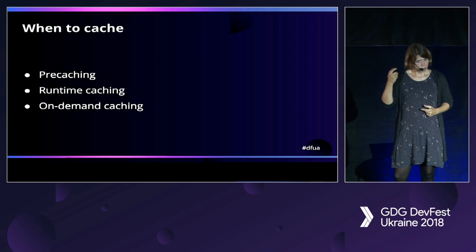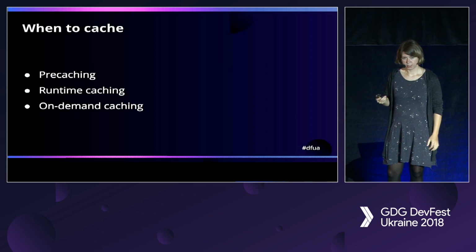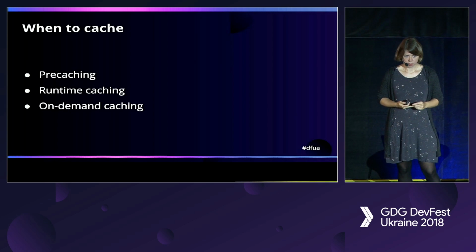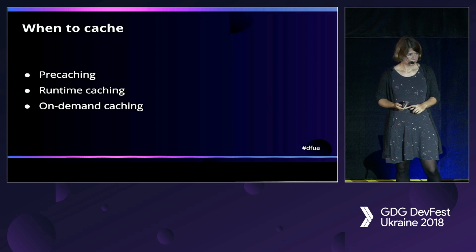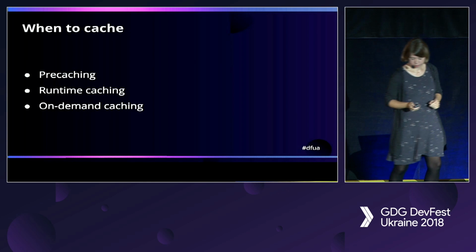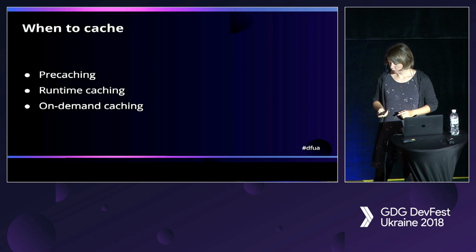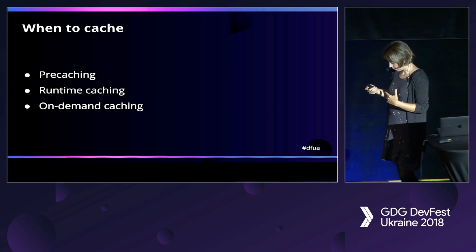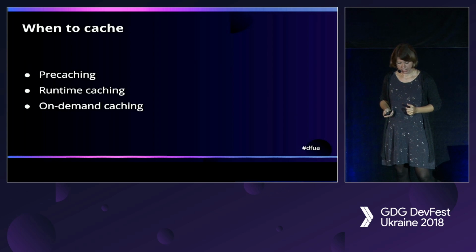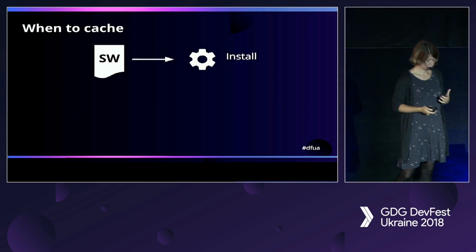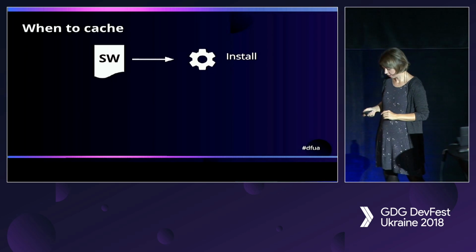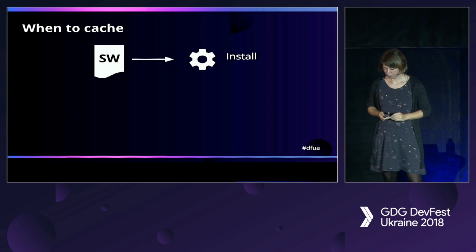Now, the second question we need to consider is when to cache. There are 3 types that we can consider, most usual ones: pre-caching, runtime caching, and on-demand caching, which is actually kind of similar to runtime caching, so I focus mostly on the first 2. In order to talk about the right moment on when to put stuff in the cache, I need to talk a little bit about the service worker lifecycle. This is a very simplified version of the lifecycle, but it should be enough for our needs.